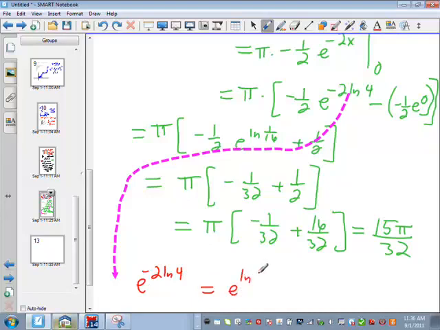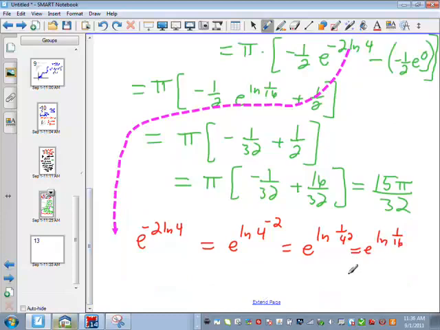Right, so this comes from that e to the minus 2 natural log of 4 is equal to e to the natural log of 4 to the minus 2, because you can bring the power in front here. Right? So that's a rule for the natural log. But this is e to the natural log of 1 over 4 squared. But that's e to the natural log of 1 over 16. And then we'll remark pretty quickly that the exponential and the natural log are inverses, and therefore they cancel each other out, and it's 1 over 16. And that's how we get 1 over 16. And then 1 over 16 times 1 over 2 is 1 over 32.